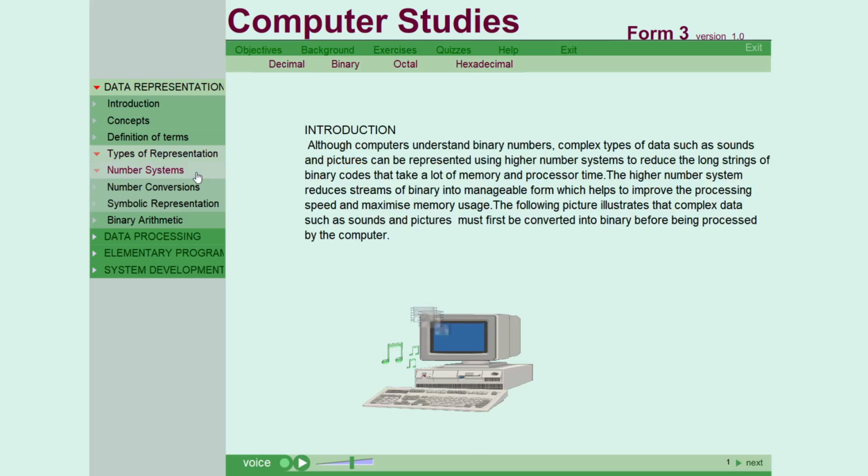Introduction. Although computers understand binary numbers, complex types of data such as sounds and pictures can be represented using higher number systems to reduce the long strings of binary codes that take a lot of memory and processor time. The higher number system reduces streams of binary into manageable form, which helps to improve the processing speed and maximize memory usage.